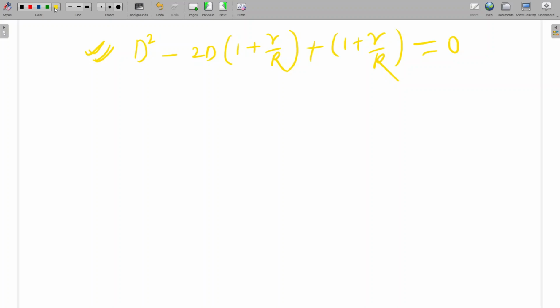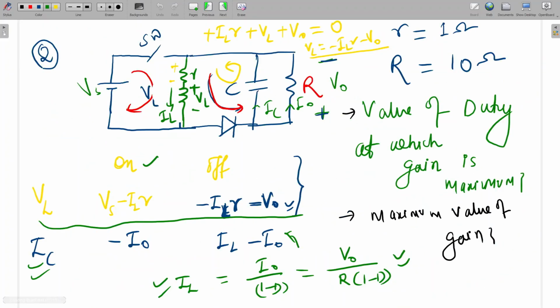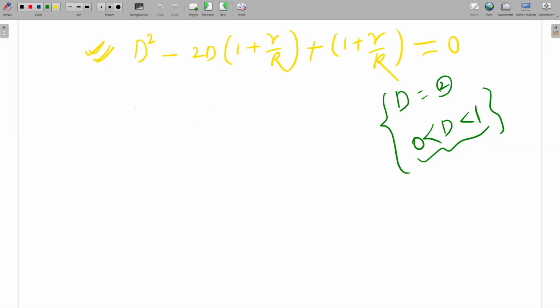Yes, sir. If we solve this quadratic equation, we will get two values of duty. So duty should be within 0 to 1. Okay, that will be the valid solution of the equation, the duty ratio. So what is the value of R here? Small r I have taken 1 and capital R 10. Okay, so can anyone calculate what will be the value?